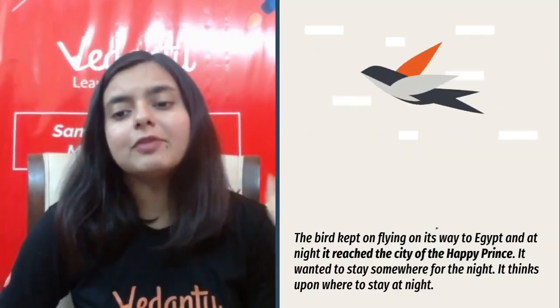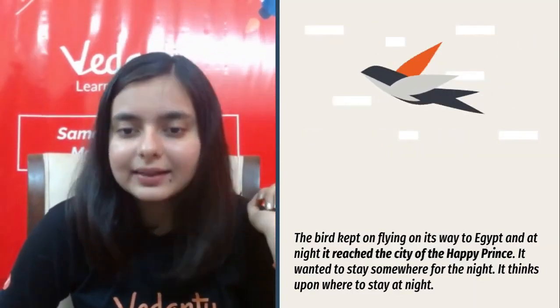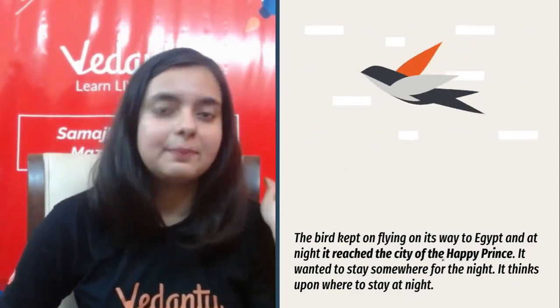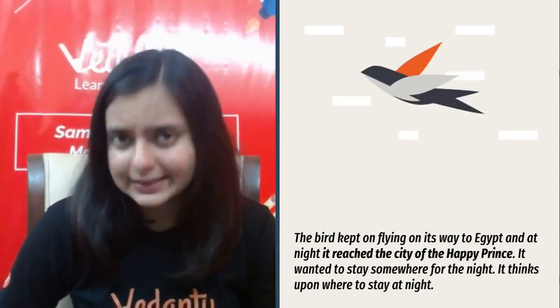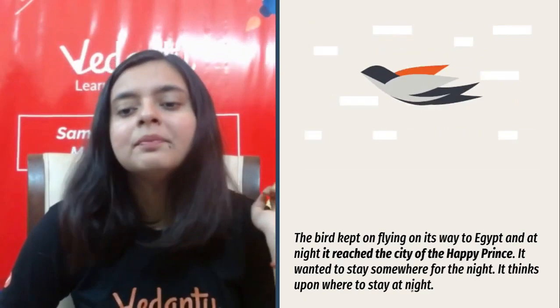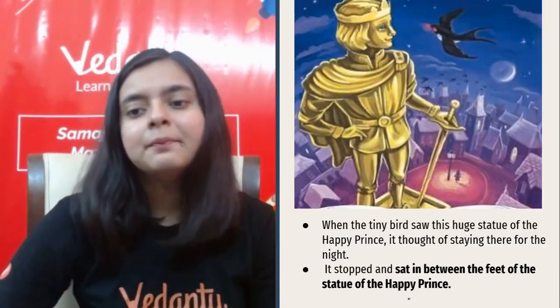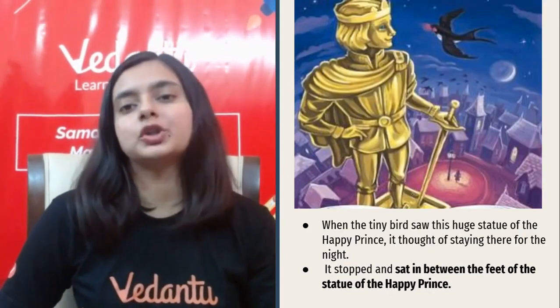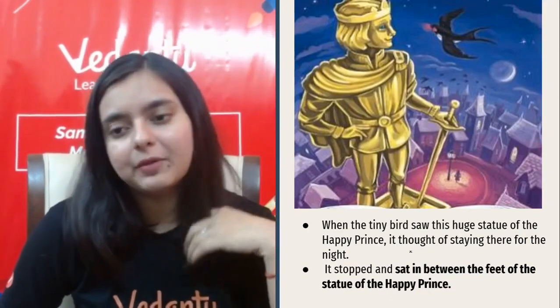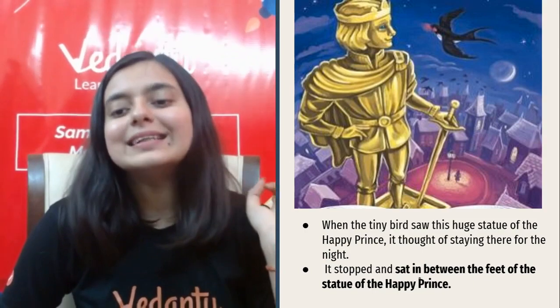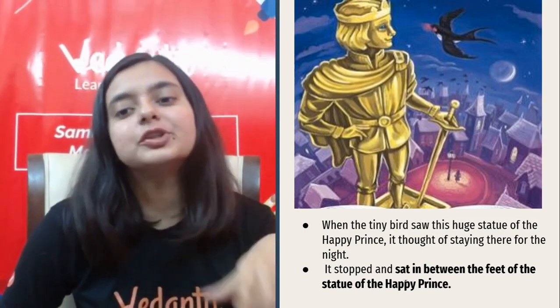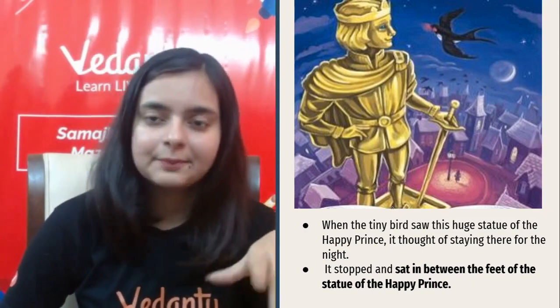The bird kept on flying on its way to Egypt, and at night it reached the city of the Happy Prince. It wanted to stay somewhere, it was seeking shelter, and then it thinks upon where to stay at night. Just then, it saw a huge statue of the Happy Prince. It stopped and sat in between the feet of the statue of the Happy Prince, right?